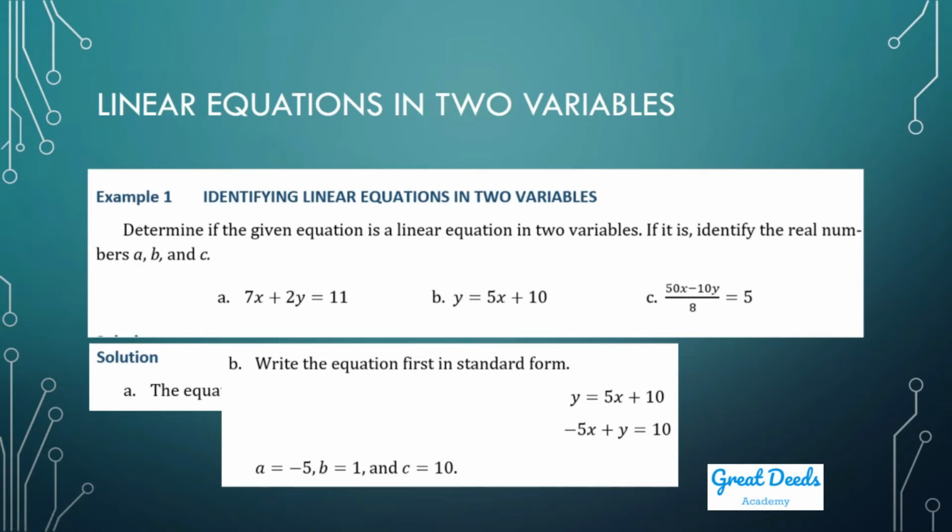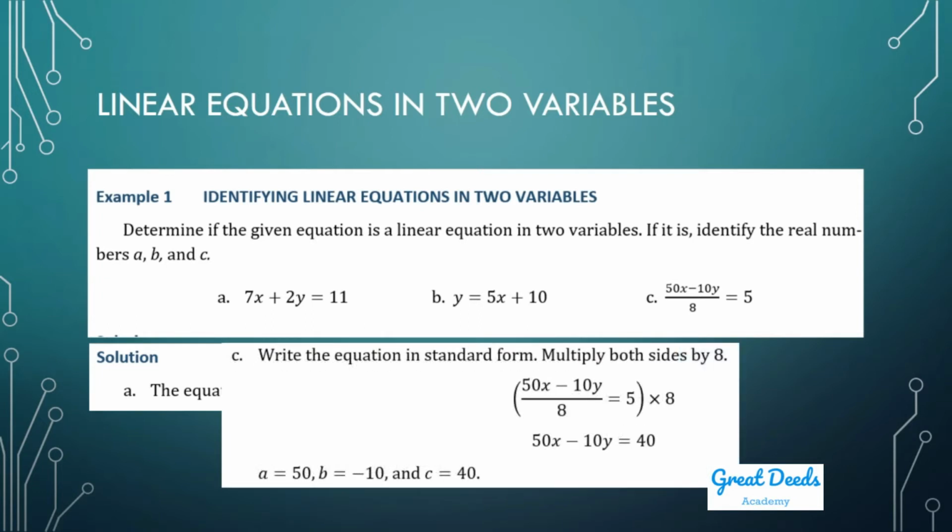How about letter C? 50 times x minus 10 times y all over 8 is equal to 5. How can we write it in standard form? Multiply it by the LCD. Multiply it by 8, so that you can divide 8 in the denominator. So it becomes 50 times x minus 10y. When you multiply 8 to the terms on your left side of the equation, 8 divided by 8 is 1. So that is what you call getting cancelled. And 8 times 5 is 40.